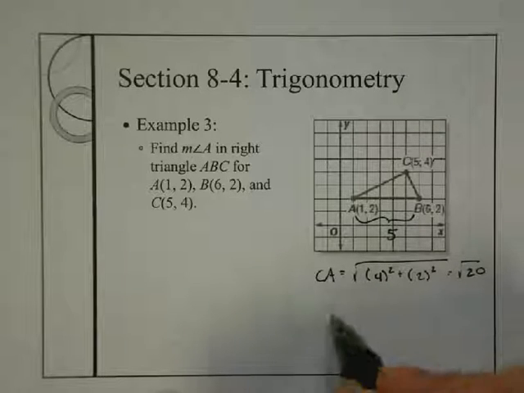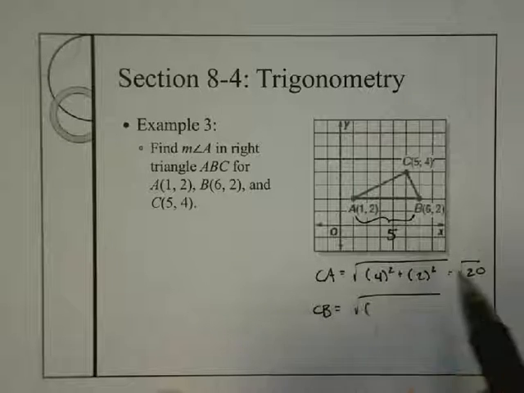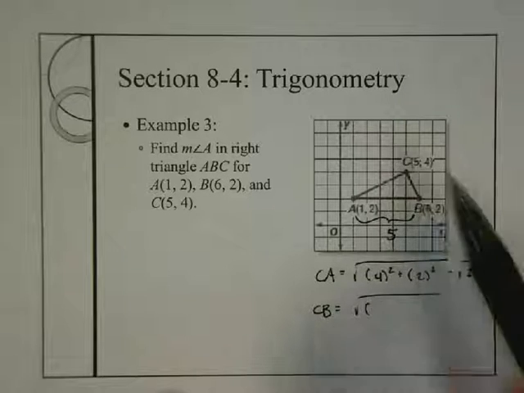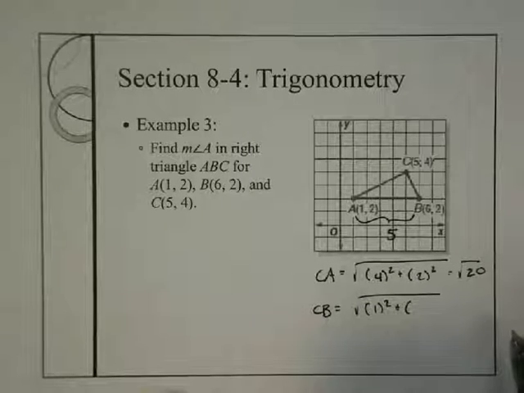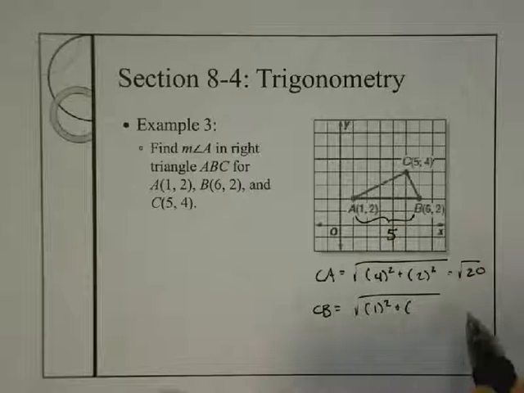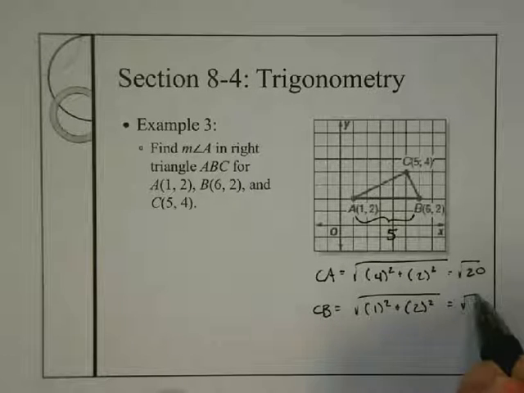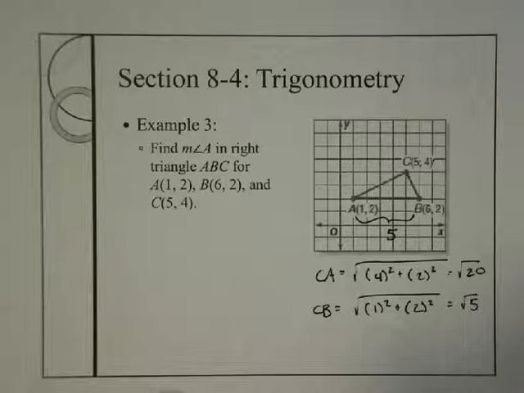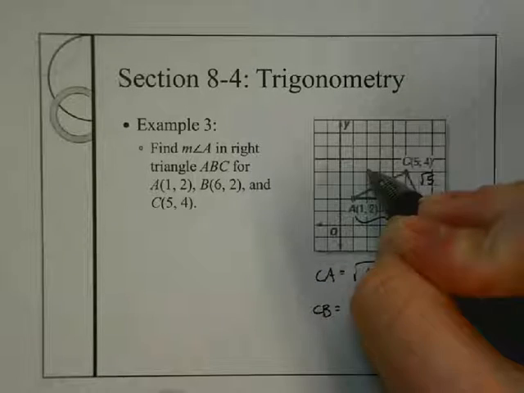CB, sorry. So CB is the square root, so x minus x, 6 minus 5 is 1, plus y minus y, 4 minus 2 is 2, so that's the square root of 5. So we can use actually any of the trig functions you want, because we now know all 3 sides. So this side is root 5, and this side is root 20.